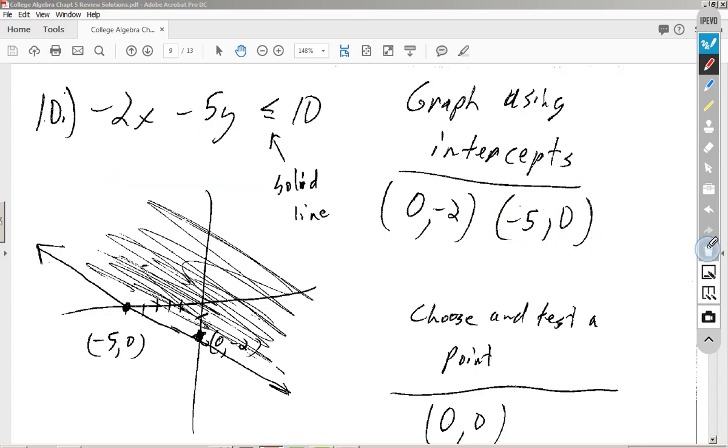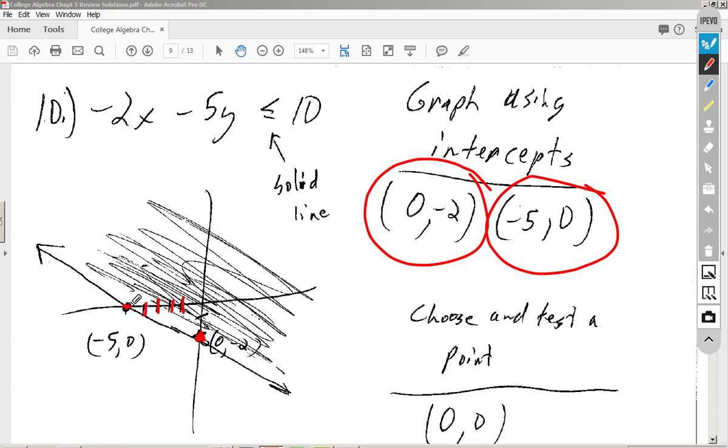Okay, now that I've got my two ordered pairs, I'm going to go ahead and graph these. So I go to my graph, I go to 0, negative 2, put my dot there. So then I go to negative 5 and 0. So back here at negative 5 and 0, put my other dot there. And I check. It's less than or equal to, so it's going to be a solid line.